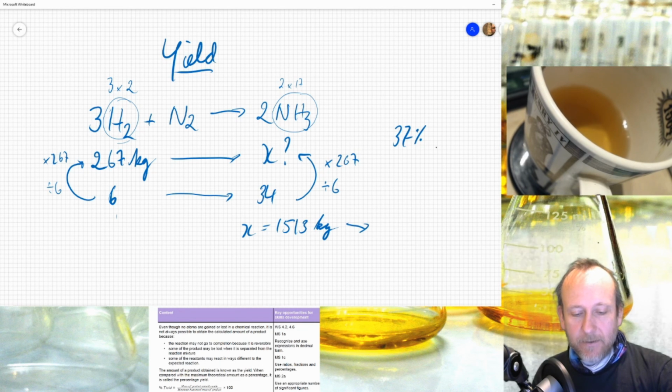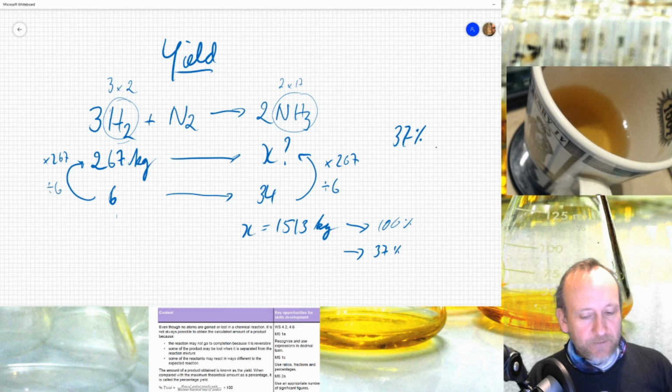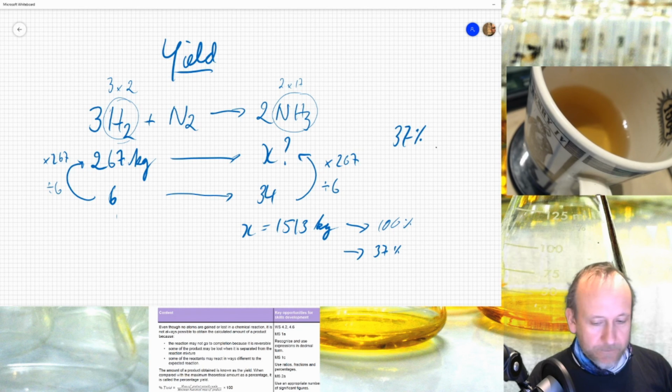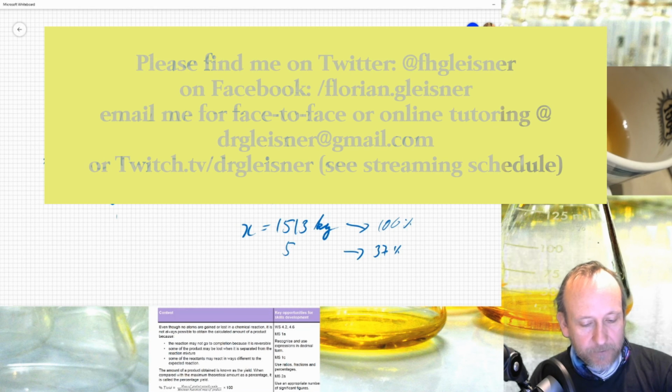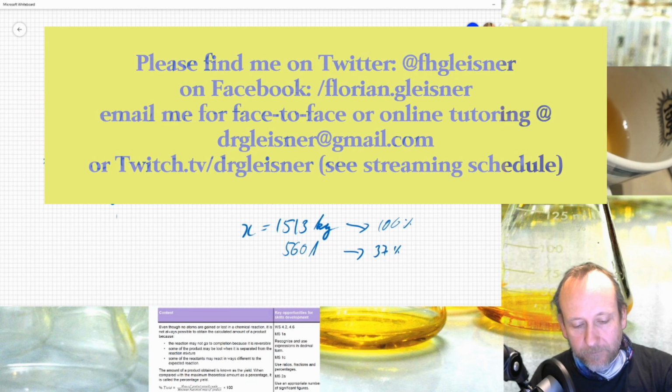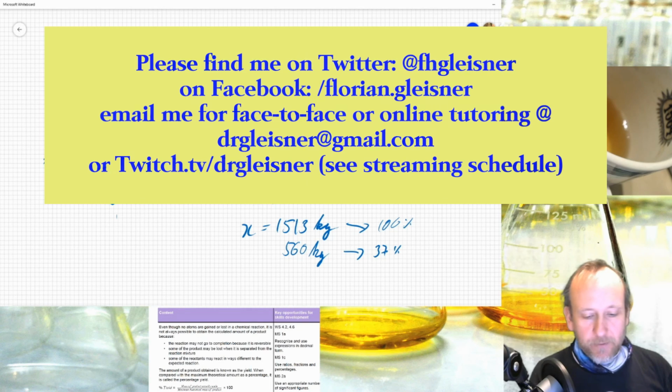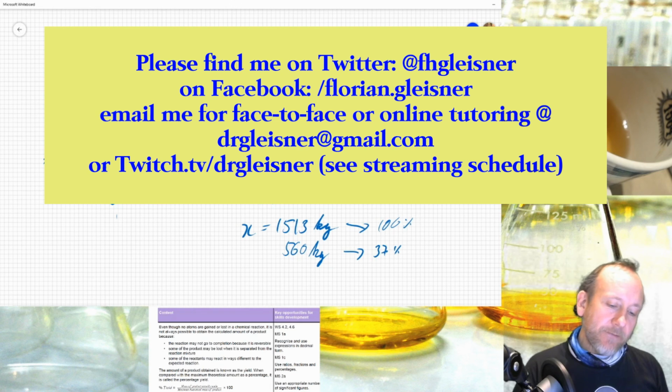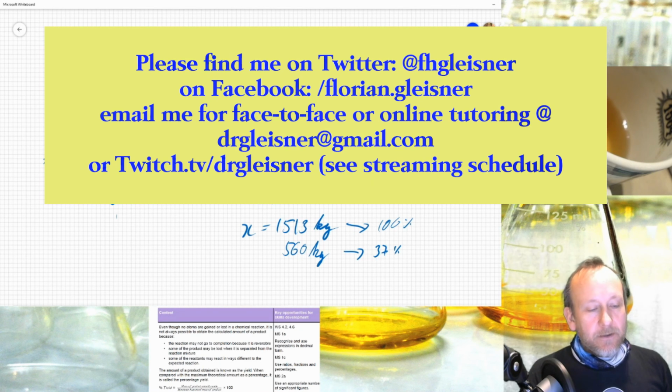That is 100% yield, and we don't have 100%. What we do have is 37% yield. And so 1513 divided by 100 times 37 is 559.81. I'm going to round this up to 560. So 37% is about slightly more than a third. Out of 1500, a third would be about 500. So it's slightly more than 500. So that seems okay. And that's pretty much it.